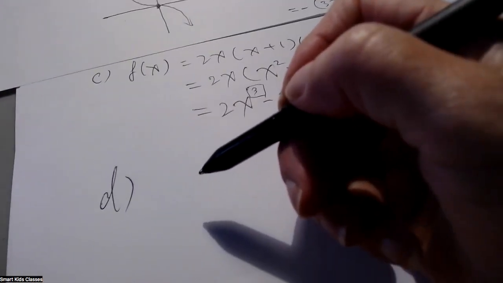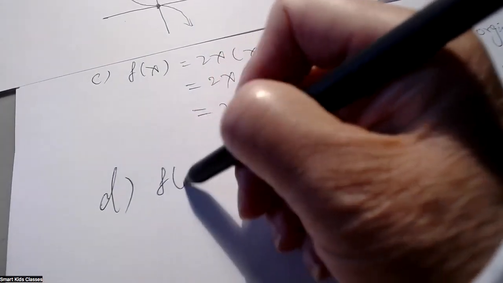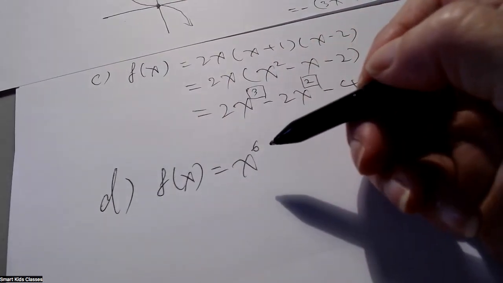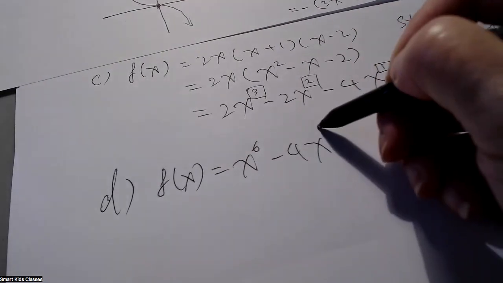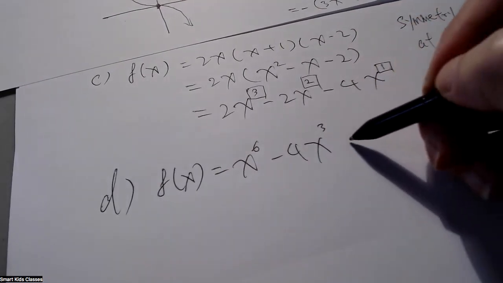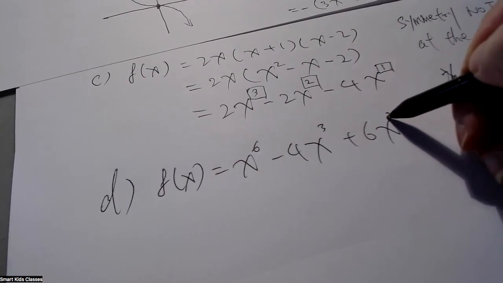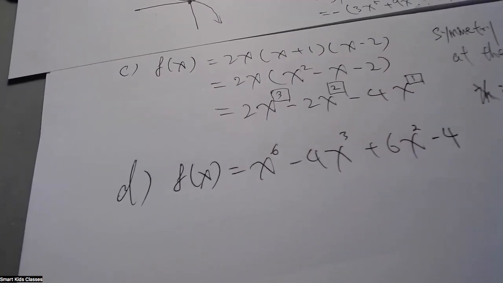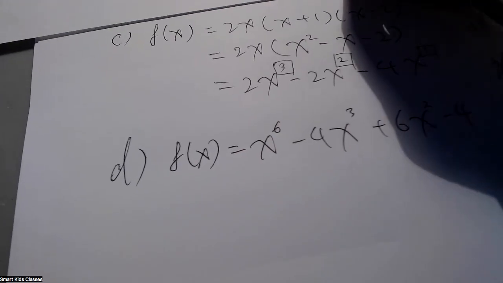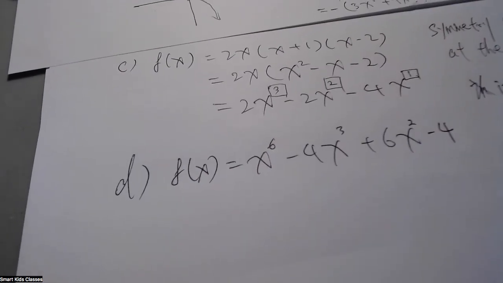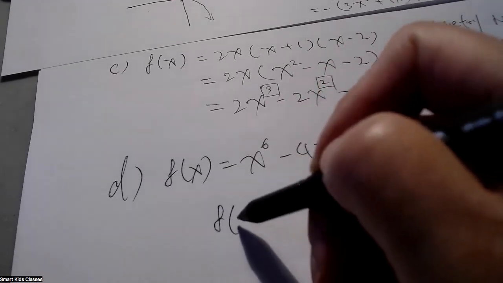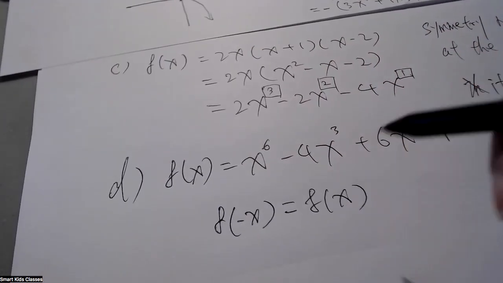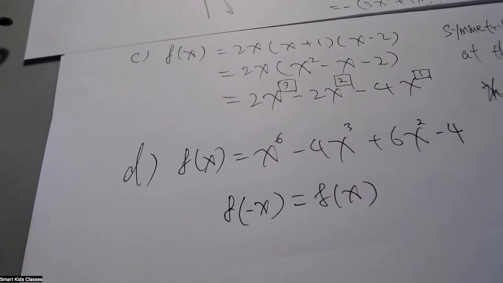Now I'm going to do one more to show you, for D. D is x exponent 6 minus 4x exponent 3 plus 6x exponent 2 minus 4. Do you need to substitute into the formula, f(-x) equals f(x), to prove this is neither even nor odd?